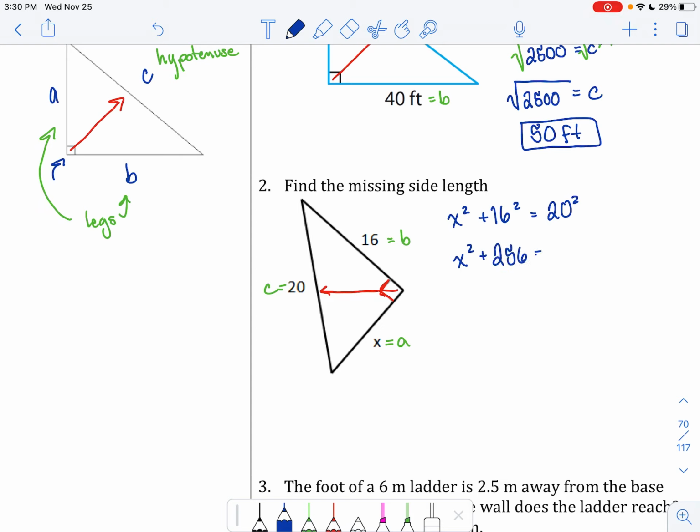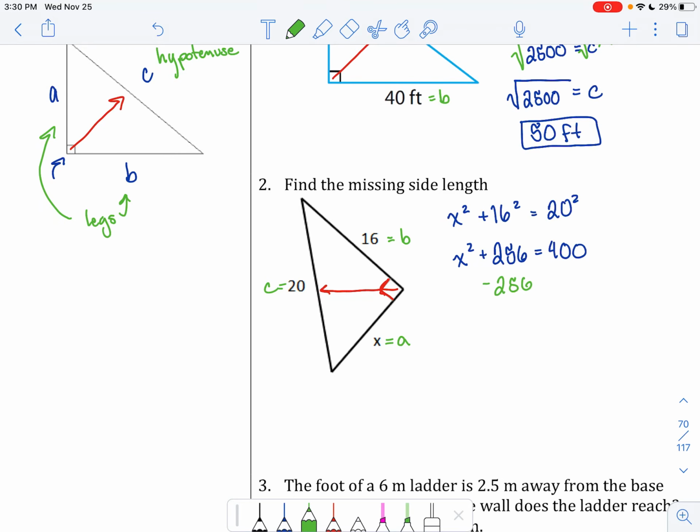16 squared is 256, and that is equal to 400. You'll notice I'm not typing in and showing the work of this calculation, but I'm still showing the work for each step as I go. Now, the next thing I would do is subtract 256 from both sides. Again, if we have a calculator, I'm not going to do that by hand.